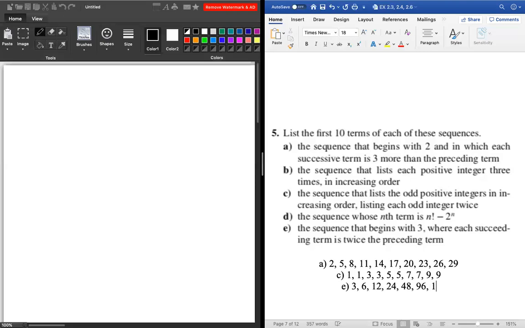96, 192, 384, 768, 1536. These are the first few terms, but of course the sequence keeps going on. Because we are only supposed to list the first 10 terms, there we are. Okay, so these ones are part A, C, E.